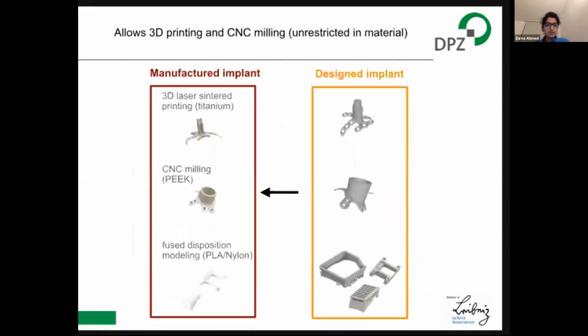And then in the end, of course, the last point is that our final file design allows you to either use CNC milling, which is very useful for PEEK, for example, or create implants in PEEK, and also for 3D printing. And here you can, of course, use different types of 3D printing. So for example, we use the 3D laser sintering printers to create our titanium head posts. And we also use the more commonly used fused deposition modeling for PLA or nylon.